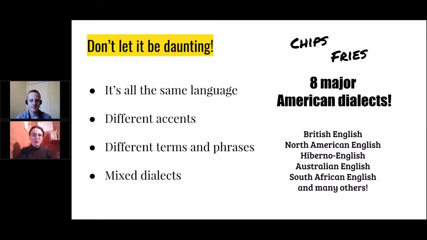Like in English, as is here, there are 8 major American dialects, and then all over the world there are so many others, like British English, American English and Hiberno English, the English spoken in Ireland, and we all know that they have tons of differences. I'd say the best example would be chips and fries, as is written on the top there. Your understanding of chips could be something that's cold and you buy in a bag at a shop, whereas my understanding of chips would be hot stuff bought from something like McDonald's. So hot potatoes, you'd probably call them fries or whatever. So it all depends on where you're from.